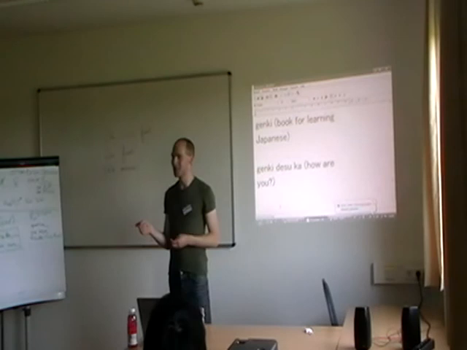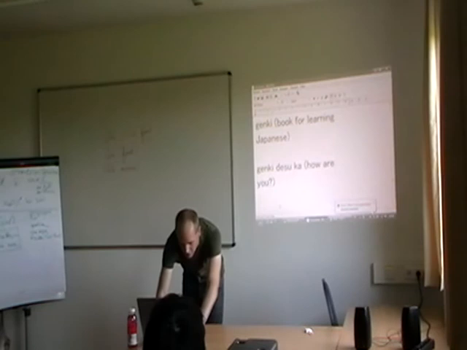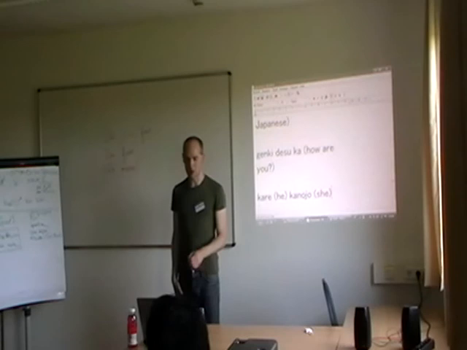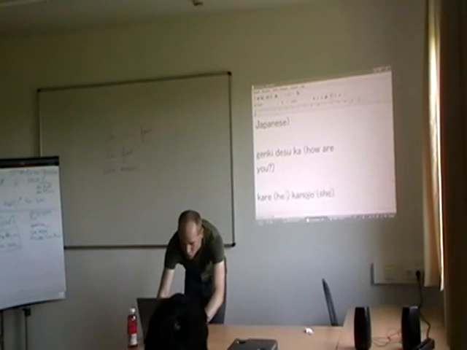Otherwise, the pronouns for he and she are kare for he and kanojo for she. But they also have another meaning. Kare can mean boyfriend, and kanojo can mean girlfriend.